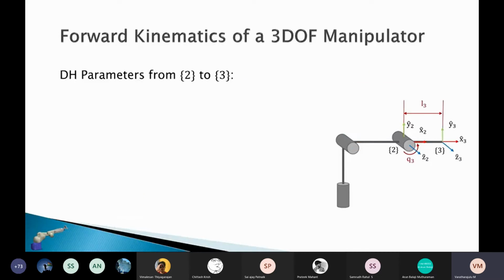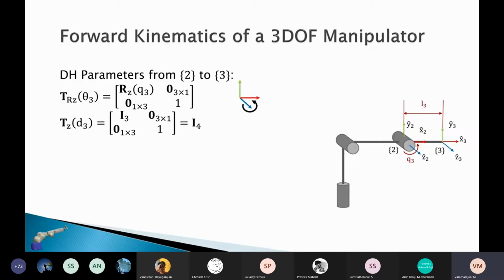Then lastly, we go from frame 2 to 3. And so again, we rotate about z here, q3, and therefore we substitute q3 as our variable theta. We translate across the z-axis by d3, but again, because these are not offset in z, this is 0. The next will be a translation across x by a, so we have to move along the x-axis, and this is just the link length L3 for the x component.